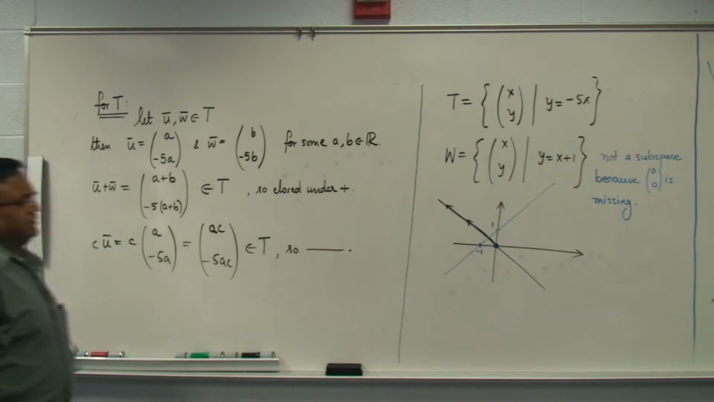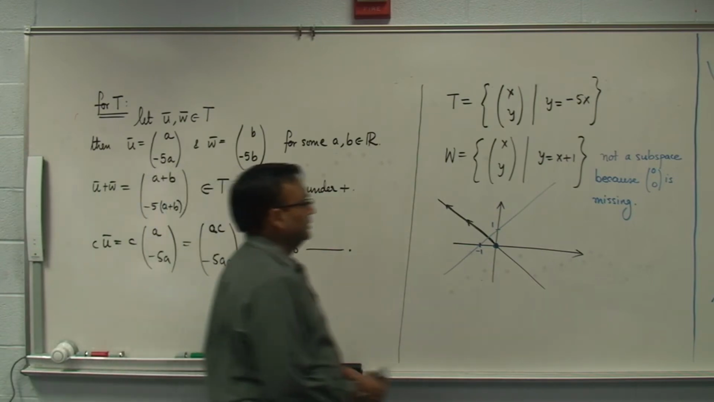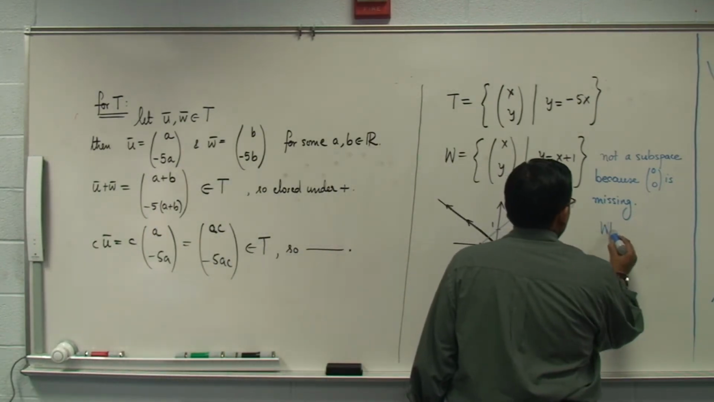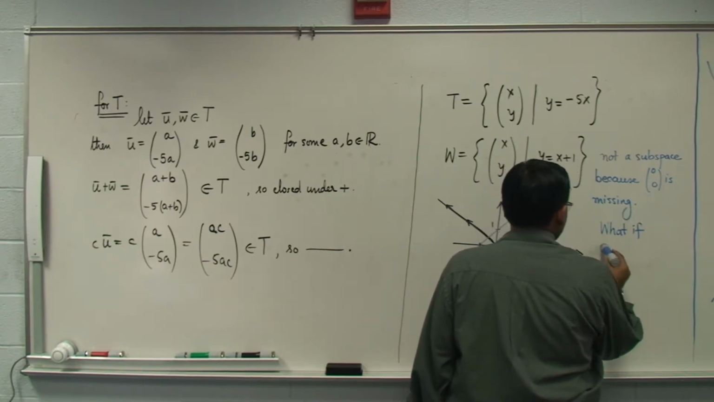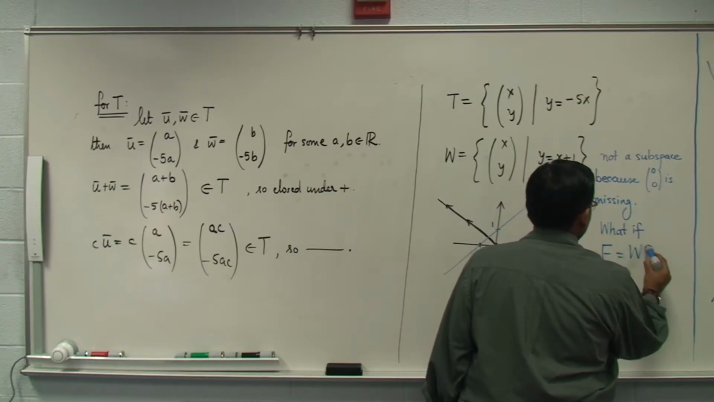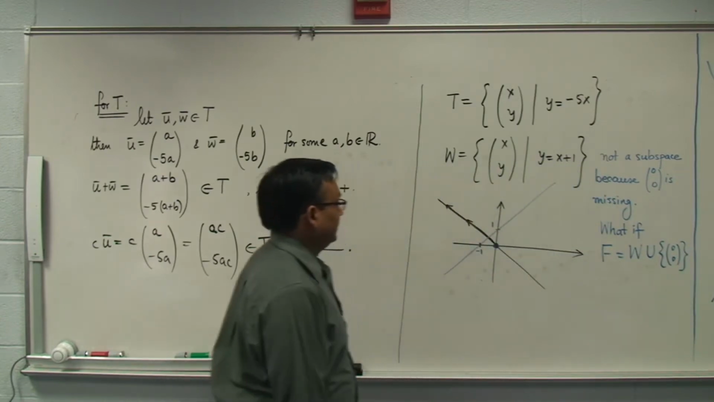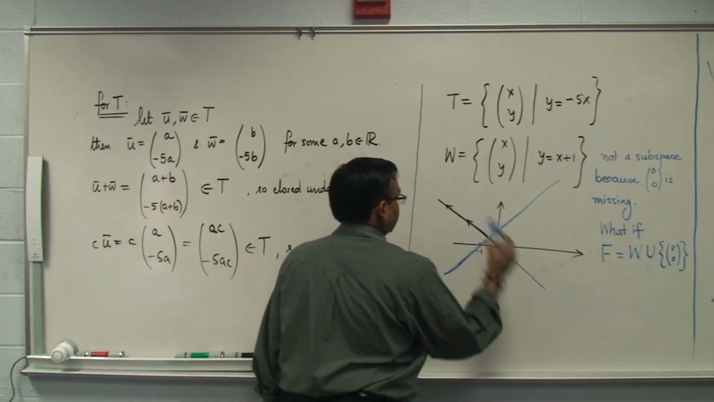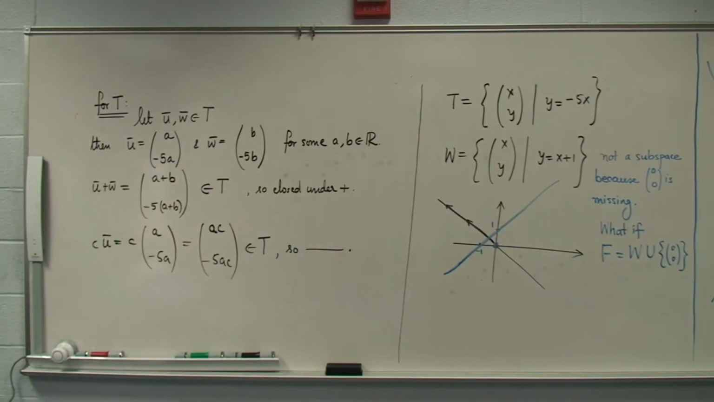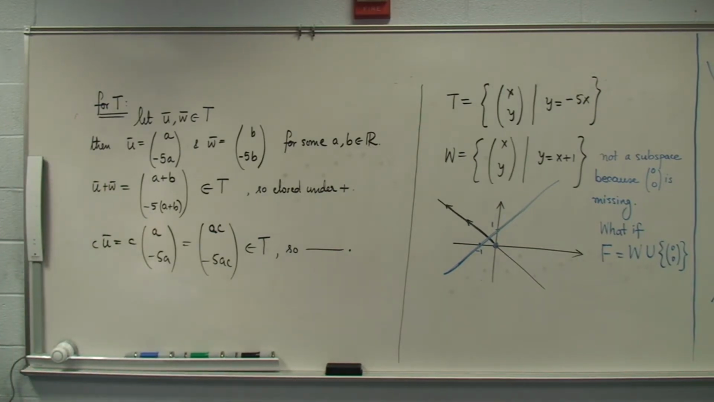So one can say, okay, fine. If it doesn't have a zero vector, what if I supply the zero vector to it? That means what if I create a new set? Let me call this new set F, which is W union the zero vector. Now, is the problem solved? That means now my set is this line and this vector. Will this be a subspace? So the question is, is the zero vector the only thing which was missing, or is there more to it, that this set has a problem?